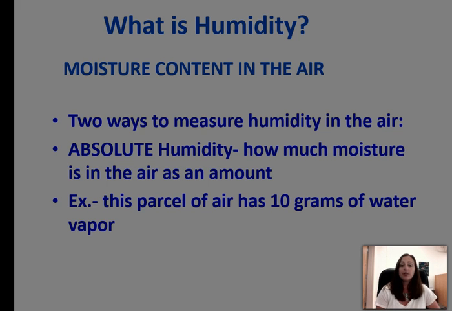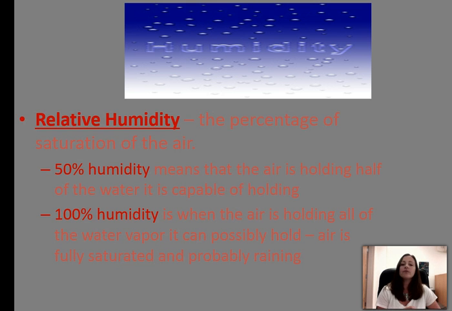We look at the absolute humidity, which is the actual amount of moisture in the air. It's the number of molecules or grams that are in the air. For example, this parcel of air has 10 grams of water vapor. We also look at humidity in terms of relative humidity, and that's where more often you'll hear the term relative humidity on your news report.